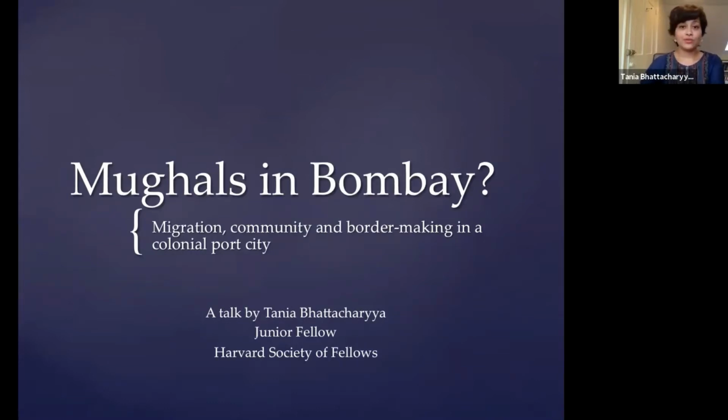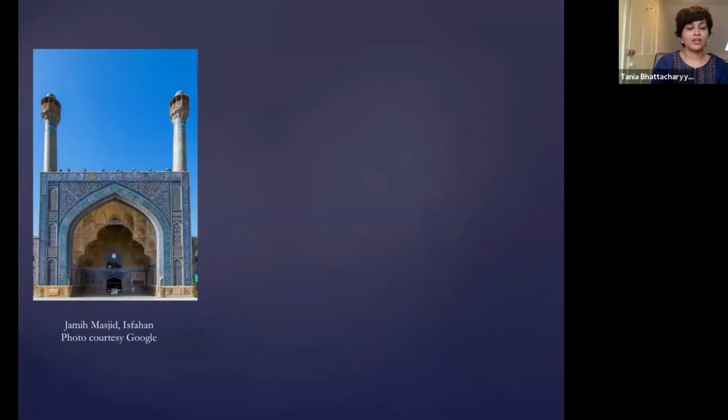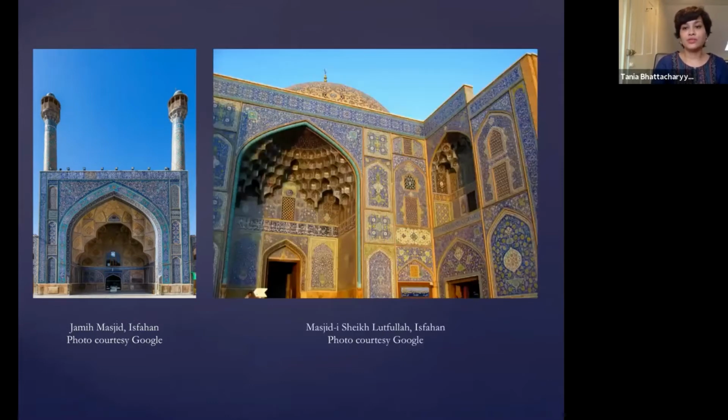So to come to the question of who are the Mughals, which is the central question this talk will keep returning to, I want to start with a few photos of mosques in Iran, actually. That's a photo of the Jama Masjid in Isfahan. I expect the most striking thing about that facade is the remarkable blue tile work. And that is something that continues in common with most of the mosques from the Safavid period in Isfahan.